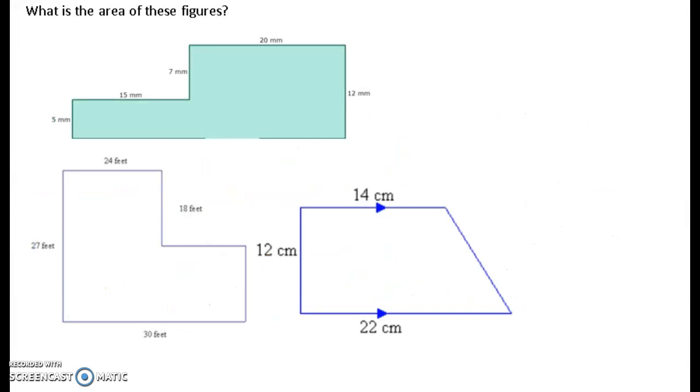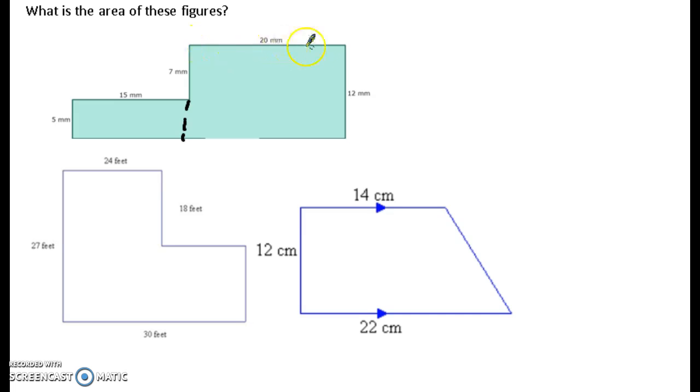All right, what's the area of these figures? So for composite figures, we're going to cut our shape into simple shapes. So we're going to take it from this complex shape to a simple shape. You can do it. There's multiple ways you can cut it. I'm just going to cut right here vertically.